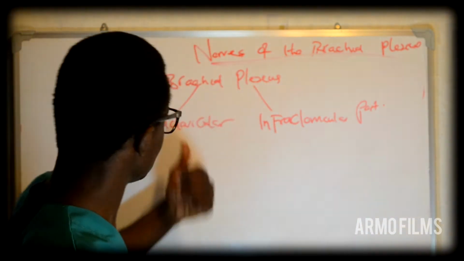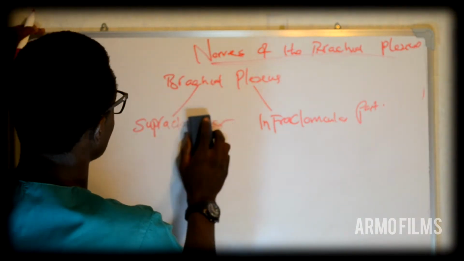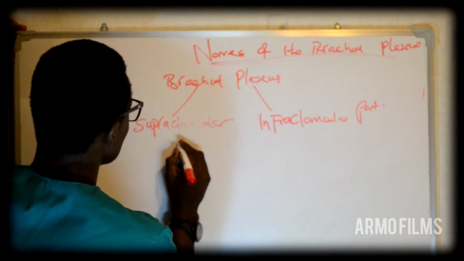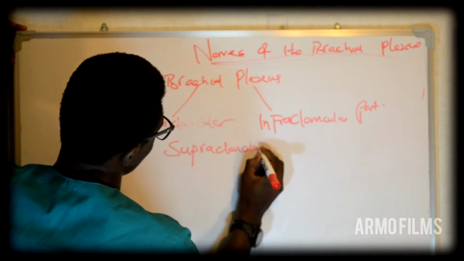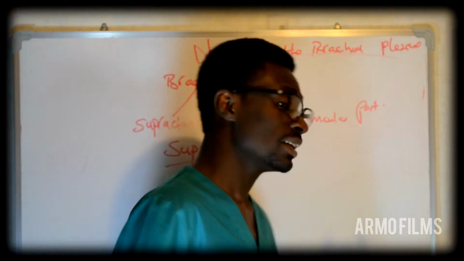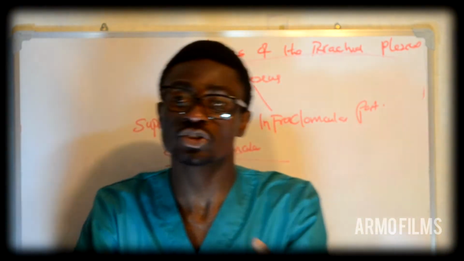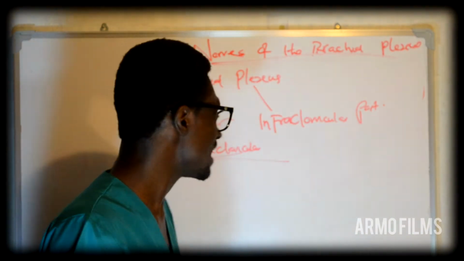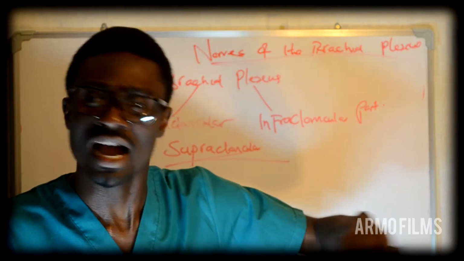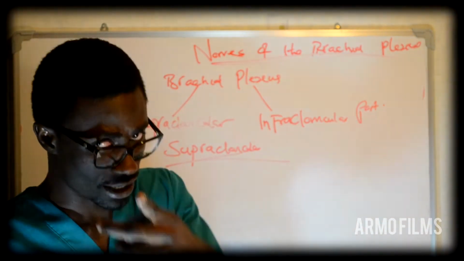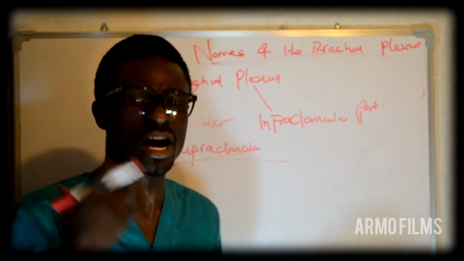Let's deal with this one first, the supraclavicular part. The supraclavicular part of the brachial plexus is basically made up of the trunks, guys. We have three trunks of the brachial plexus: the superior, the middle, and the lower or inferior trunks. So the three trunks make up the supraclavicular part of the brachial plexus.